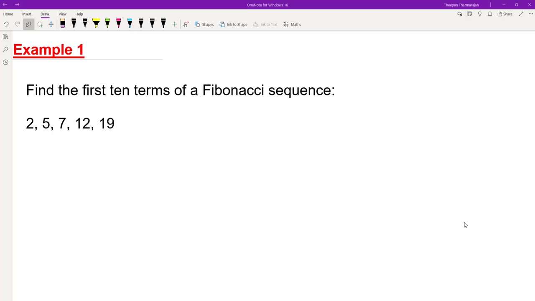In this video, we're going to look at Fibonacci sequences. So in each of the examples, if you wish to try the question yourself, you can pause the video, then I will go through my worked solutions.